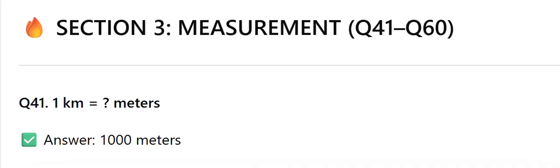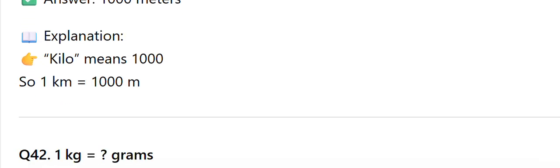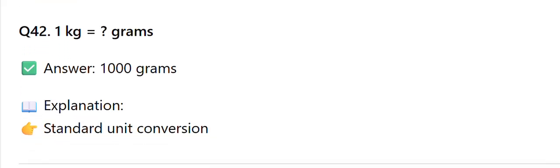Section 3, measurement, question number 41 to 60. 1 kilometer is equal to how many meters? Everyone knows 1 kilometer is equal to 1000 meters. Question 42. 1 kg is equal to how many grams? So 1000 grams.